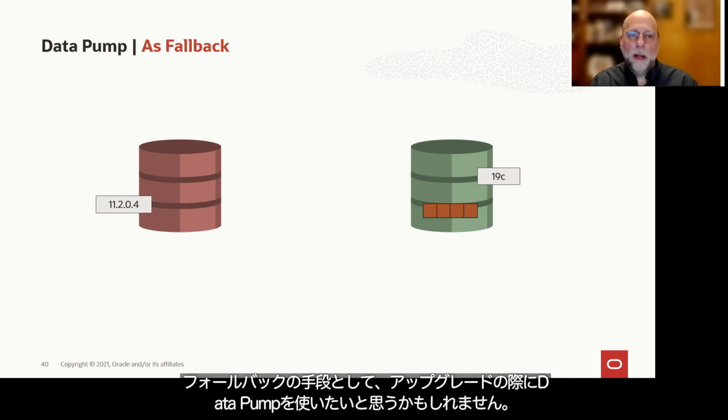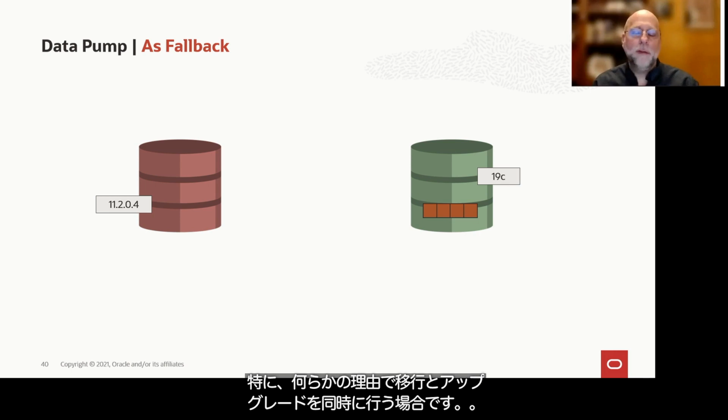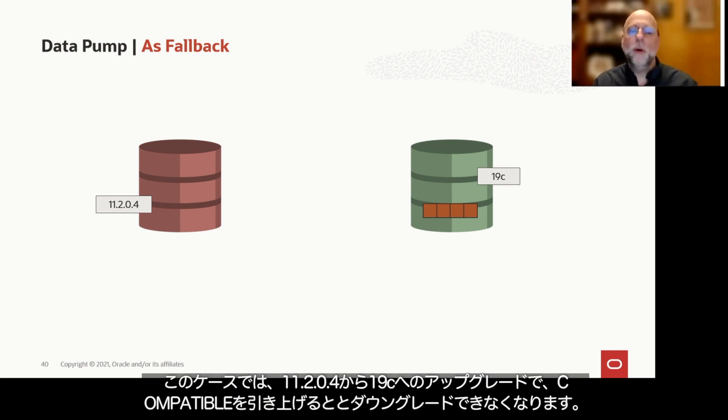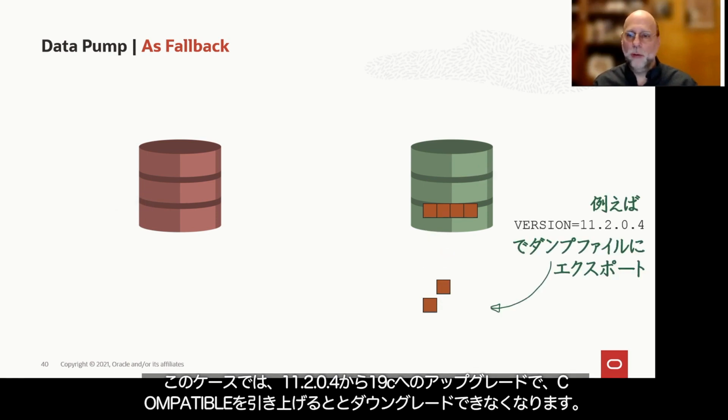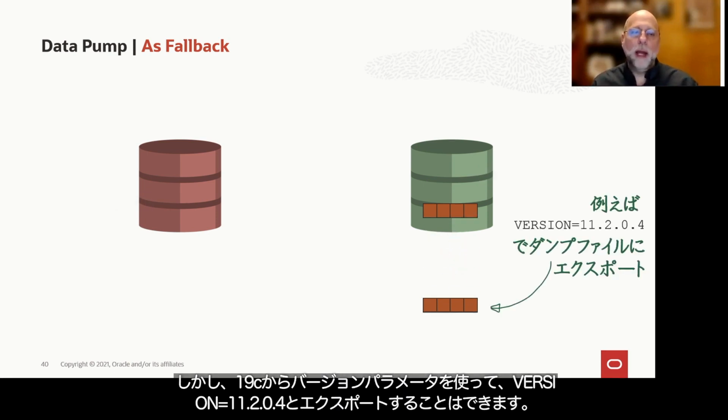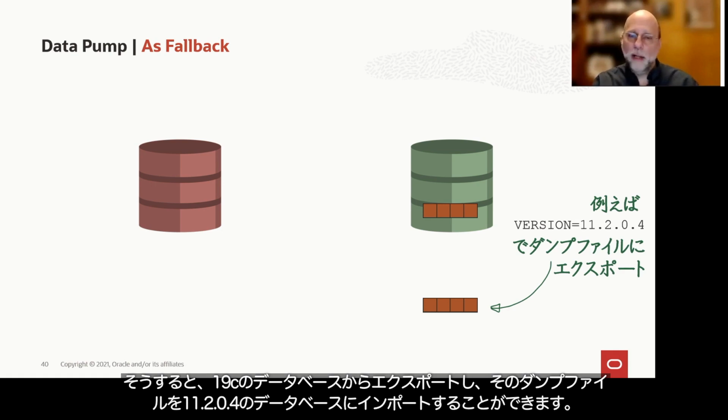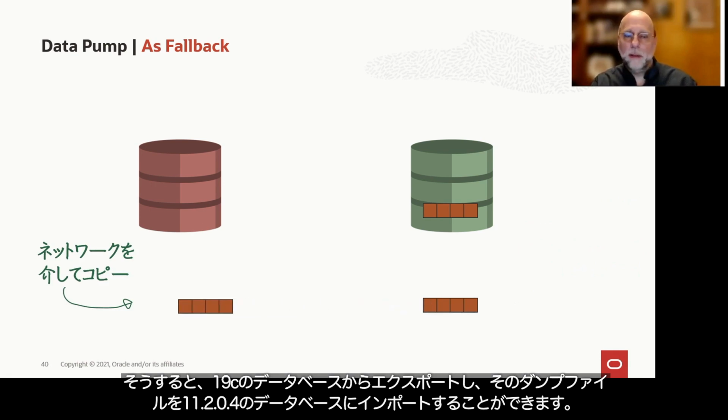Now, as a fallback mechanism, you might want to use Data Pump if you're upgrading, and especially if you have to, say, raise compatible as part of your upgrade operation for whatever reason. So you're going, in this case, say 11.2.0.4 to 19c, and if you raise compatible, you wouldn't be able to downgrade. But what you could do is you can export from 19c with the version parameter and say version equals 11.2.0.4. What we will do then is we will export from your 19c database, and then you can import that dump file back into your 11.2.0.4 database.